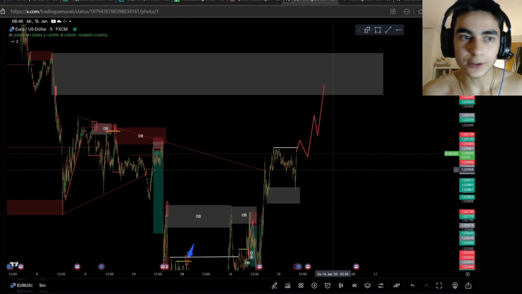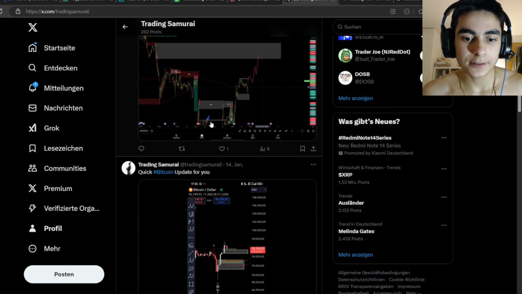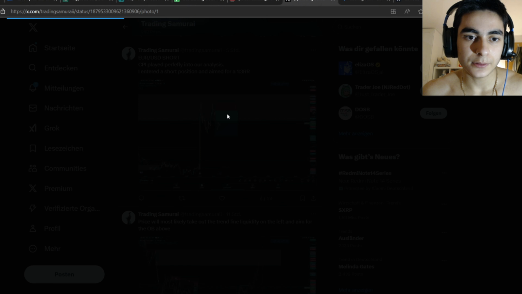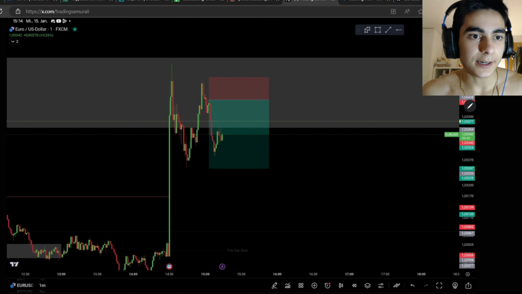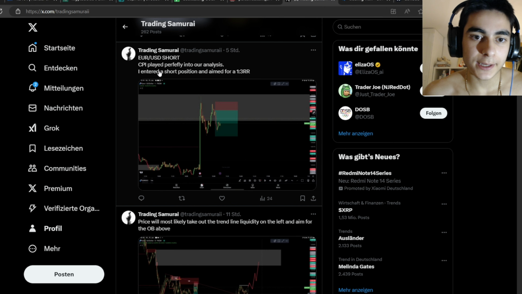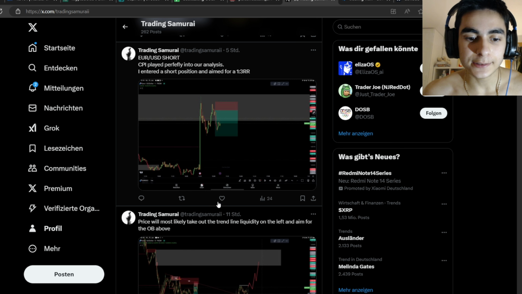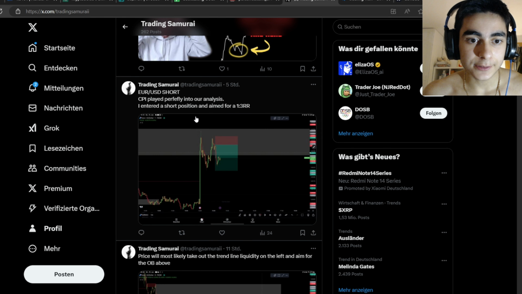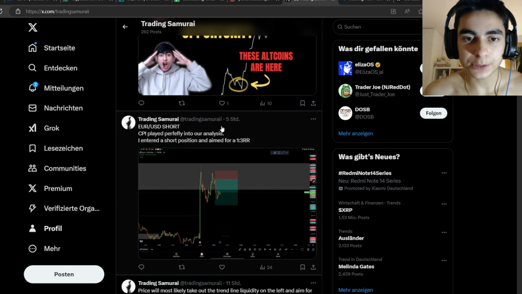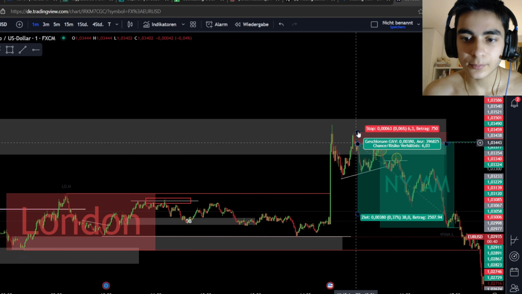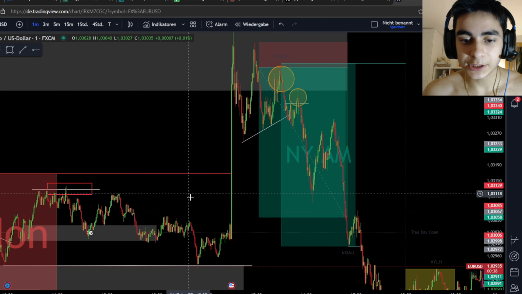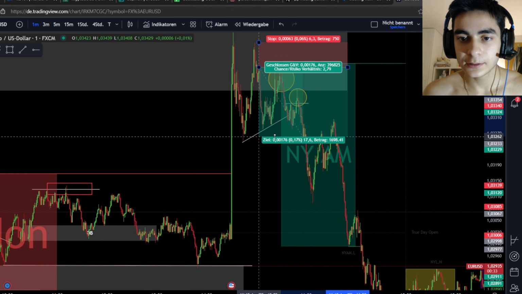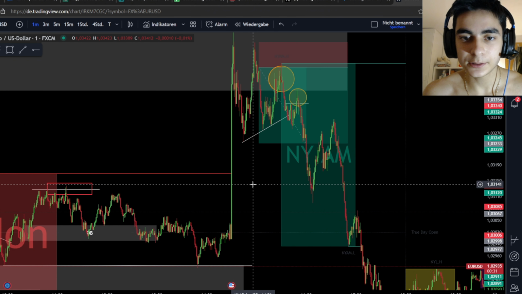I posted on X today. Right here I said CPI played perfectly into our analysis. It came back into the order block I showed right here. And I entered a short position. And I aimed initially for a 1 to 3 risk to reward. So right here.